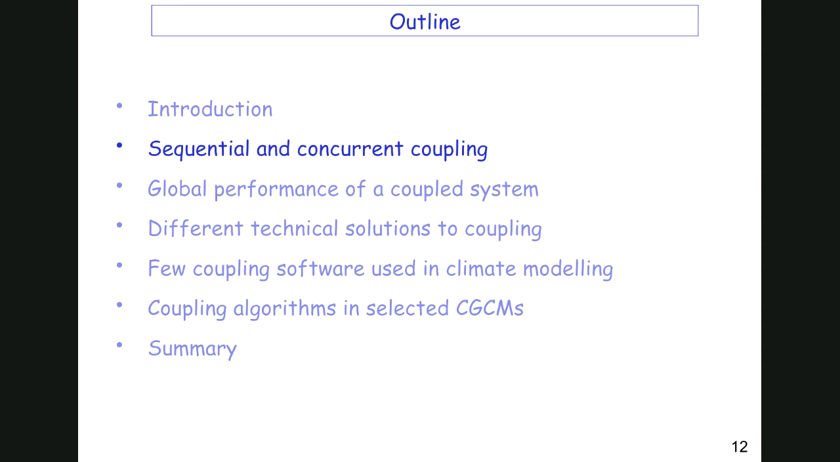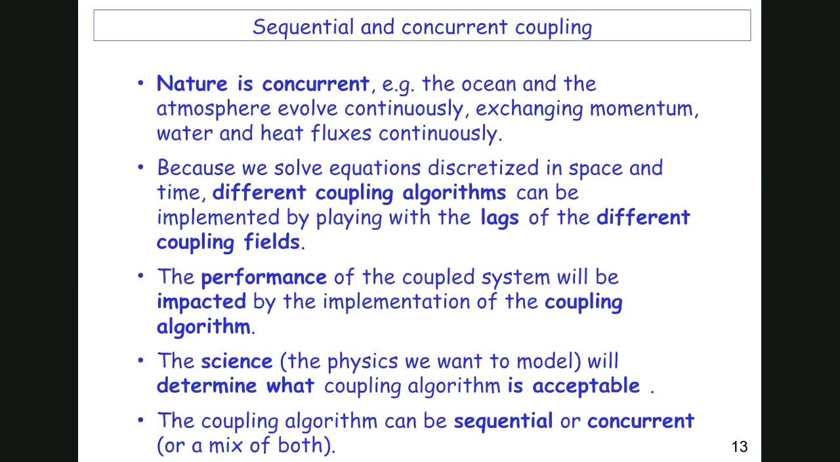Now about the different implementations of coupling. The nature of the Earth system is concurrent, right? In nature, the ocean and the atmosphere evolve continuously, and they exchange fluxes of momentum, water, and heat continuously. But when we model the Earth system, we solve equations that are discretized in space and time. And in fact, you can implement different coupling algorithms, and you can represent your system differently, playing with the lags of the different coupling fields. And I will come back to this concept.